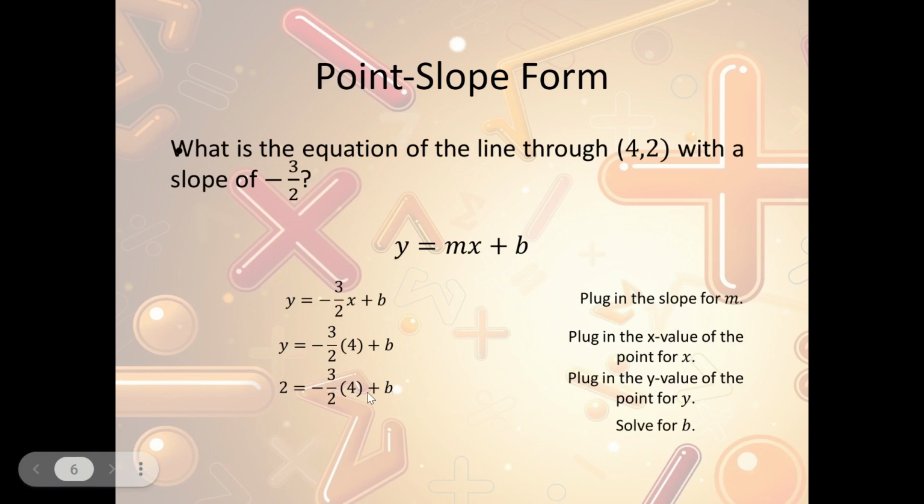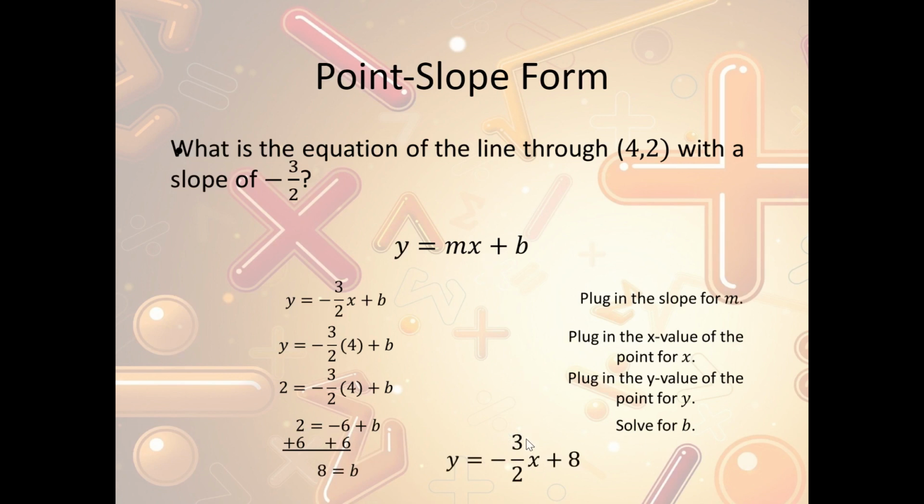Now we're going to go ahead and solve for b. So when we do this, we get negative 12 over 2, which is the same thing as negative 6. So 2 equals negative 6 plus b. We're going to add 6 to both sides to get rid of that 6, and we get 2 plus 6 is 8. So b is 8. Now we're going to plug that back in. So we get y equals, and we know that the slope is negative 3 halves times x plus our y-intercept, which in this case is 8. So that goes there, and that's how we write the equation using point-slope form.